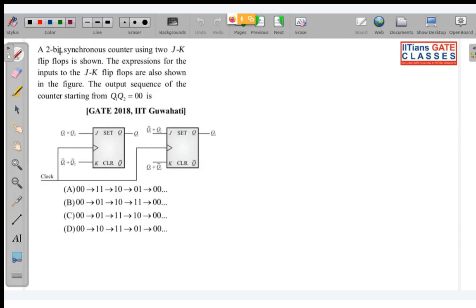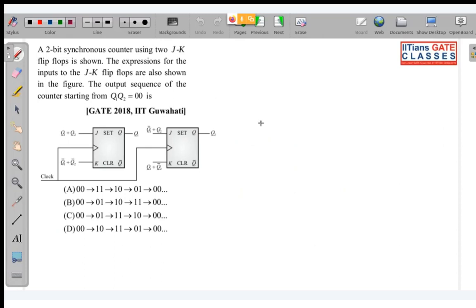See, it is given a 2-bit synchronous counter. See, most of the time what happens? Students don't understand the concept of sequential circuits, and then they think that it is very difficult. But sequential circuit is the simplest topic.